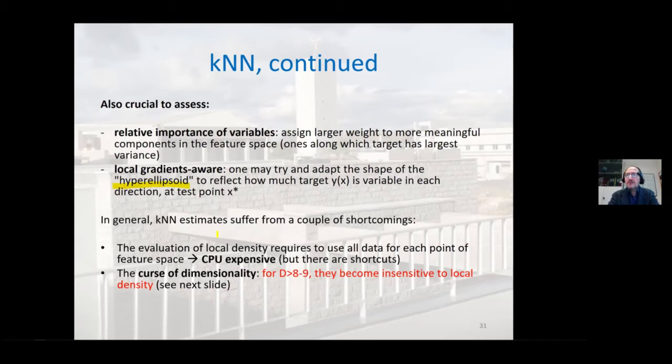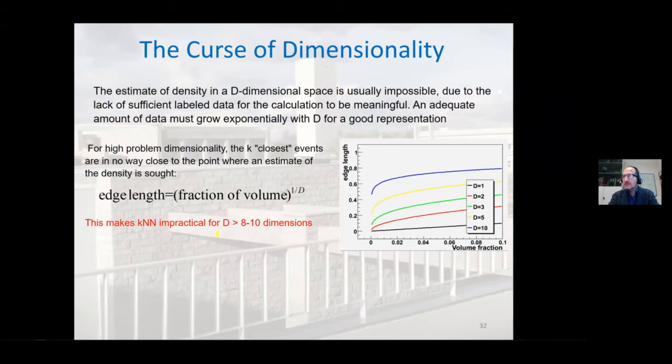And they are subjected to the curse of dimensionality, which is basically the problem that you have a limited amount of training data. So here it is. In this graph, what you see is the fraction of the volume of the feature space that you are investing depending on the number of dimensions that you are looking at. So what this means is that if you create a ball that has a certain small fraction of the volume, so imagine that you have 1,000 events and you want 50 events in a ball, that means that if they are uniformly filling the space, the volume fraction of the ball will be 5%.